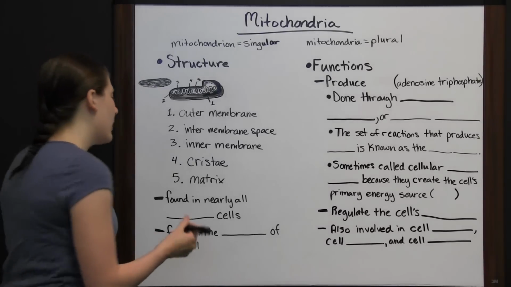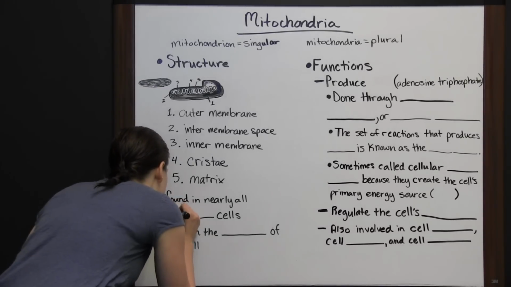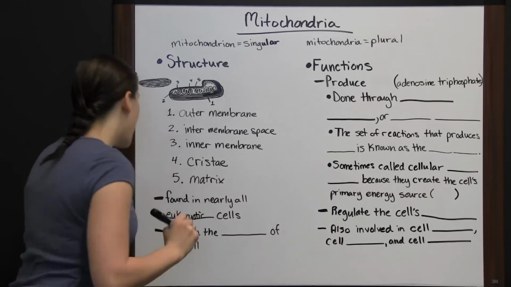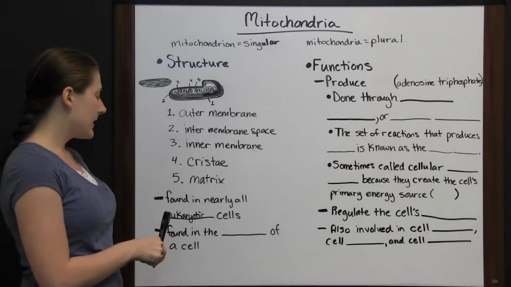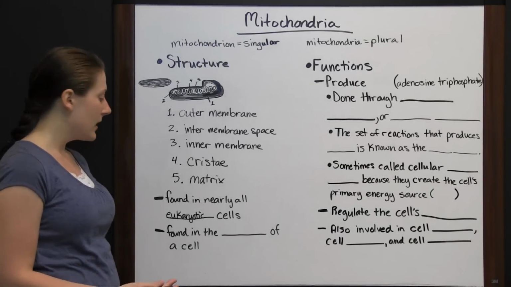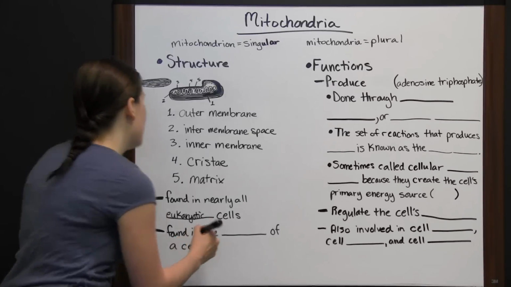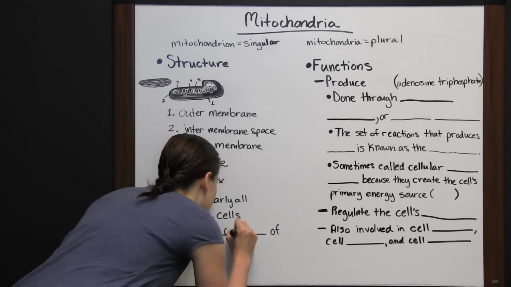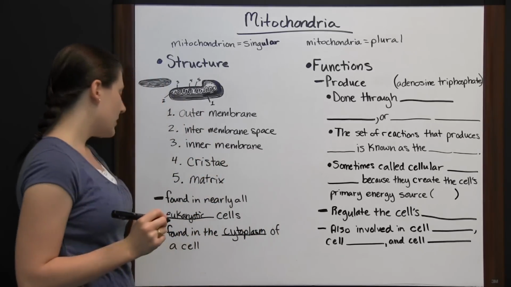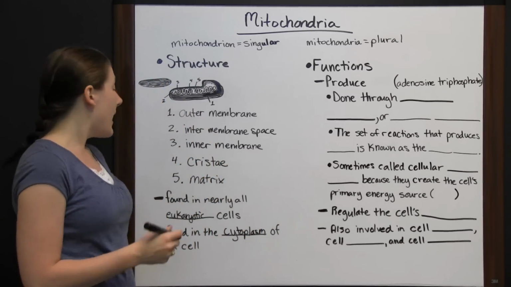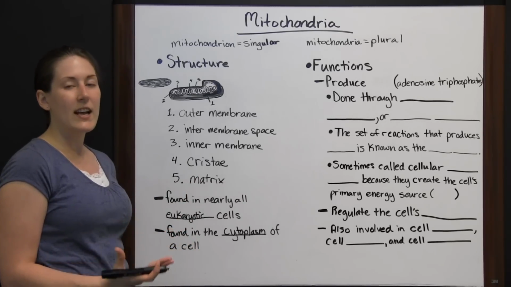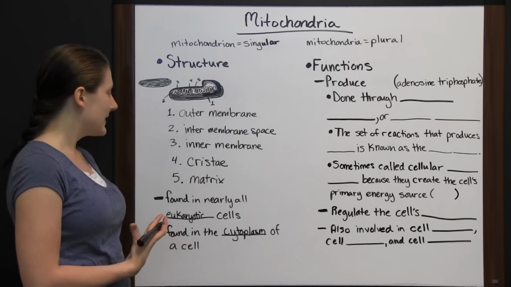So there you've got your structure of a mitochondrion, the basic parts of it, and it's important to know that they are found in nearly all eukaryotic cells. So that's not all, but most eukaryotic cells, and that's going to be your larger cells, the ones you find in plants and animals. And within the cell, it's going to be found in the cytoplasm. So you will see mitochondria floating around in the cytoplasm. And you could have one or you could have lots of mitochondria. It kind of depends on how big the cell is.